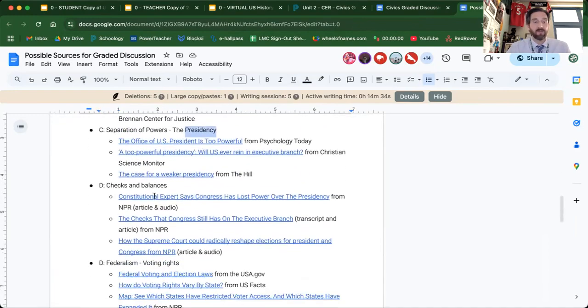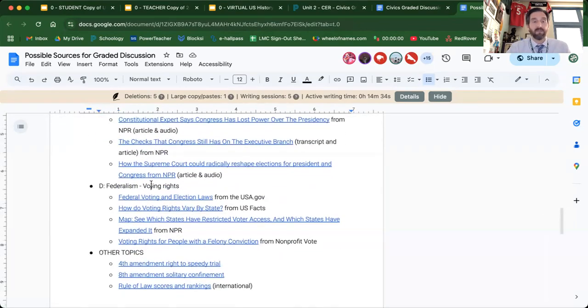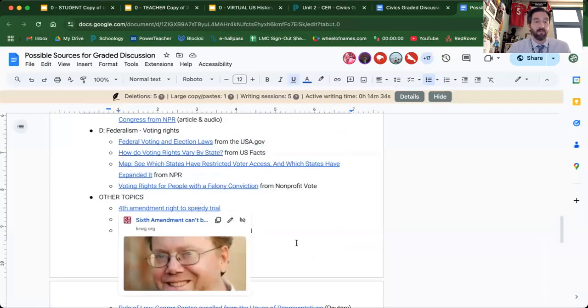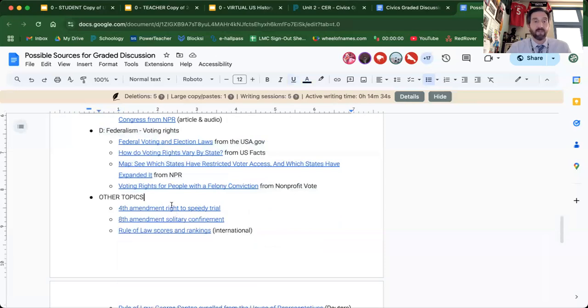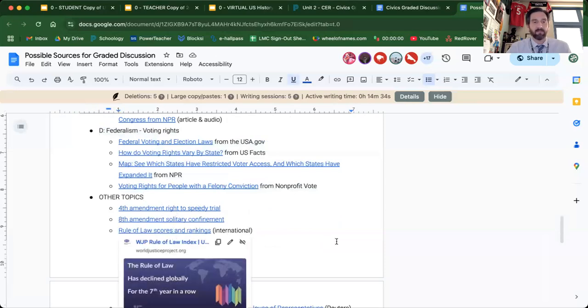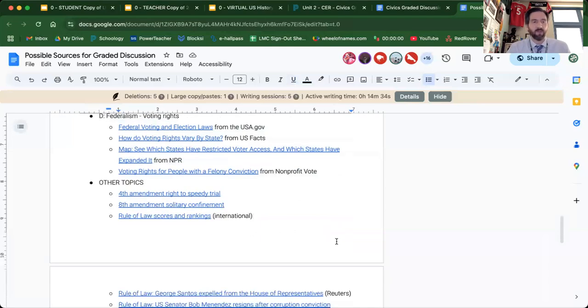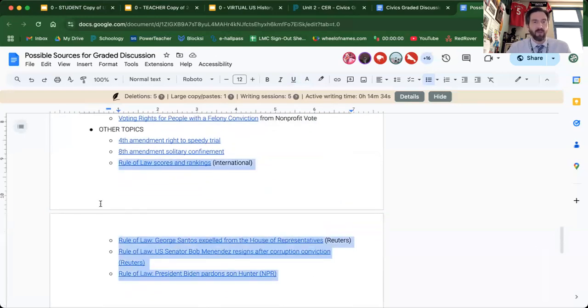Separation of powers, checks and balances, federalism. Again, like I said, a lot of voting, but there are other topics. Talk about Eighth Amendment, Fourth Amendment, speedy trial. You have rule of law, which is also a popular one. There's quite a bit on rule of law, including some more recent stories.